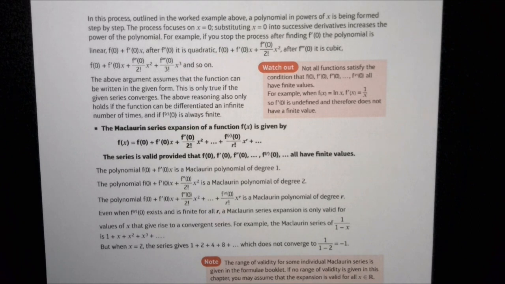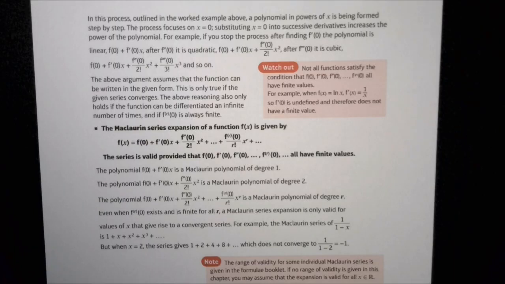After f double dash of 0, it is quadratic, because f of 0 plus f dash of 0 times x plus f double dash of 0 over 2 factorial times x squared is quadratic. If we stop after the third derivative at 0, you'd find that to be cubic, because f of 0 plus f dash of 0 times x plus f double dash of 0 divided by 2 factorial times x squared plus f triple dash of 0 over 3 factorial times x cubed, etc. is cubic, and we can continue this.